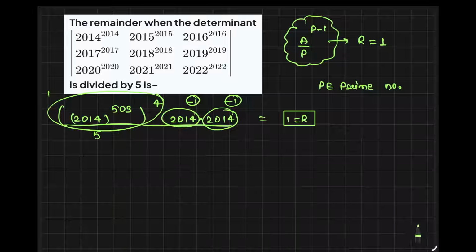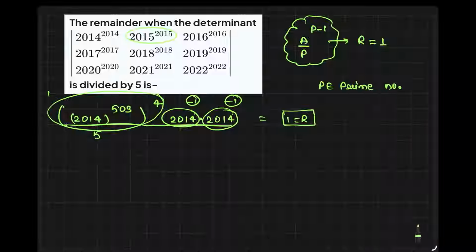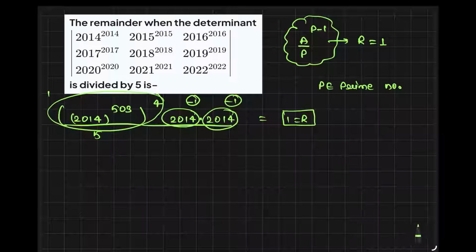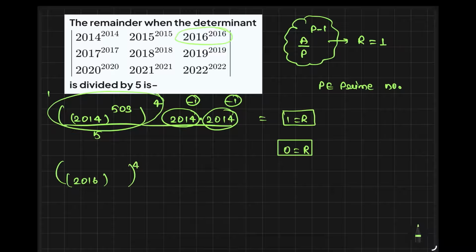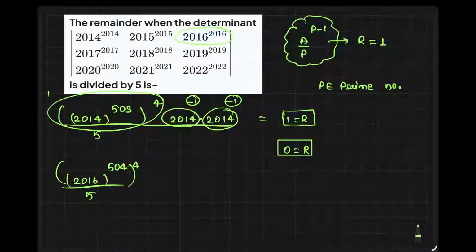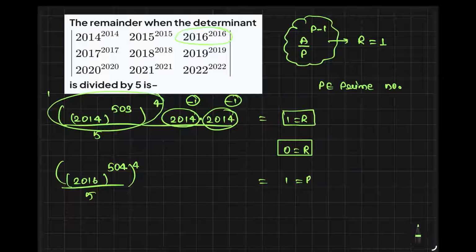Now if you observe this, 2015 is directly divisible by 5, so here the remainder becomes 0. So for the second element the remainder becomes 0. Now here you can write things as 2016 to the power, here you need to write 4, so here we will write 504, correct? And it is complete. Now you know that if you divide by 5 your remainder will be 1, so in this case the remainder is 1.